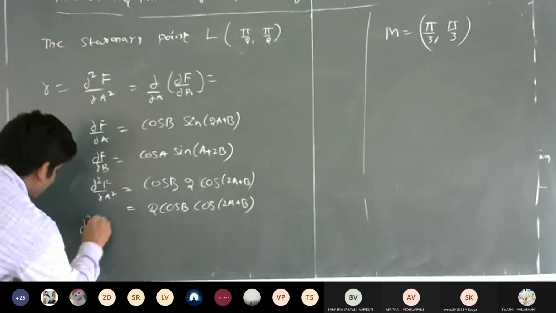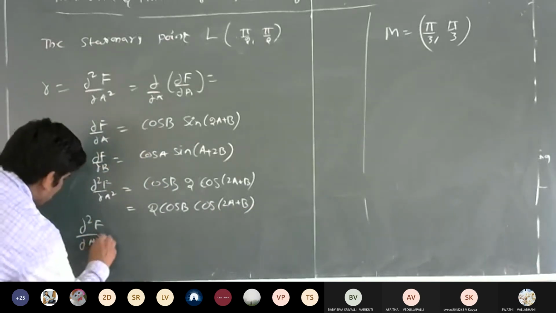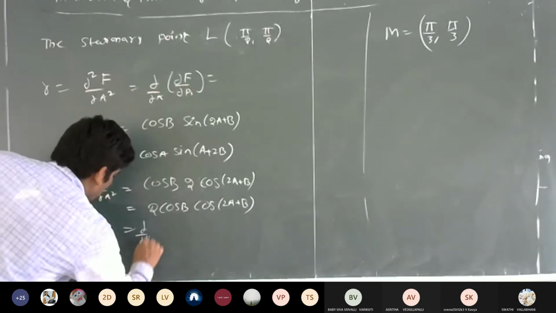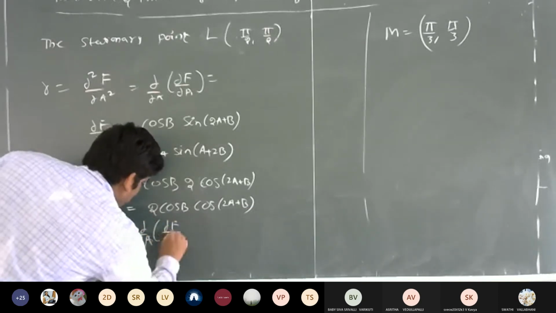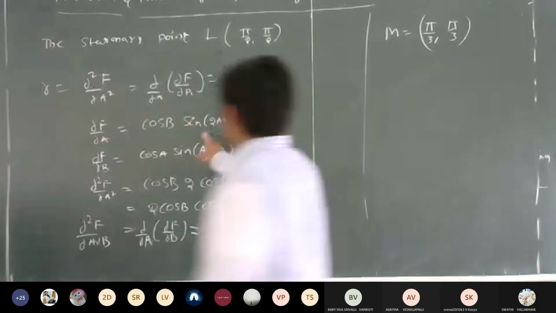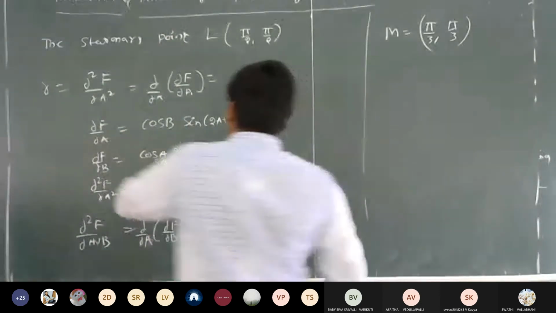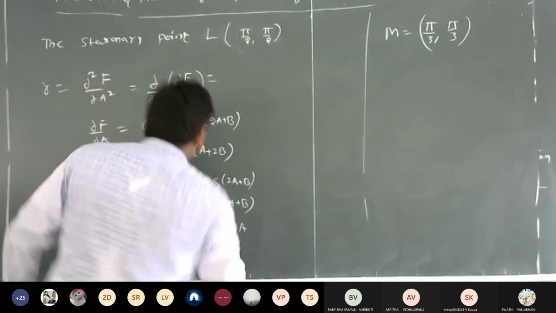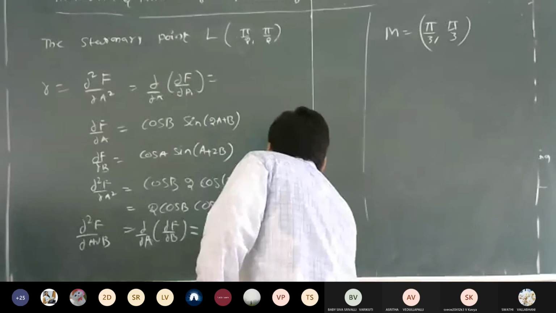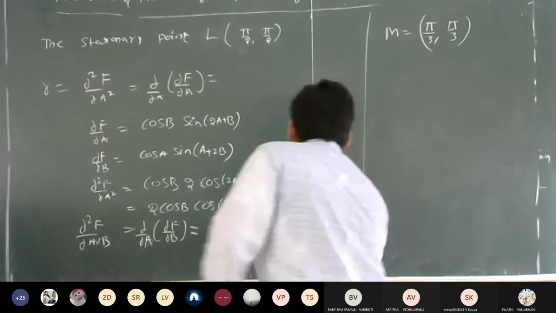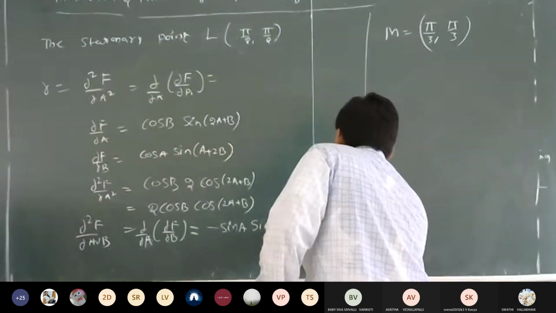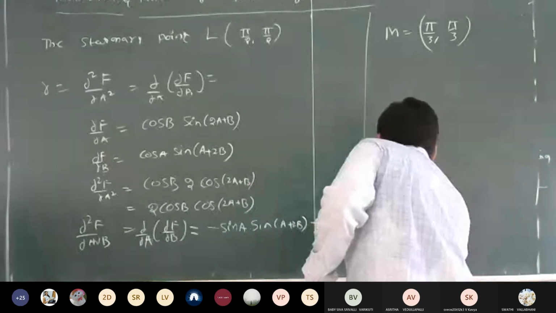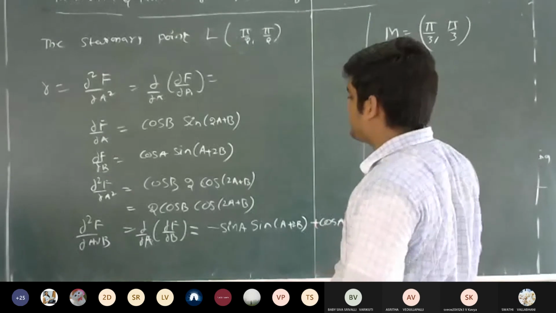Next, dou square f by dou a dou b. That is dou by dou a of dou f by dou b. Are you following or not, ma? So just differentiate this one with respect to a. So minus sin a into sin of a plus 2b plus cos a into sin of a plus 2b. So this is dou square f by dou a dou b.